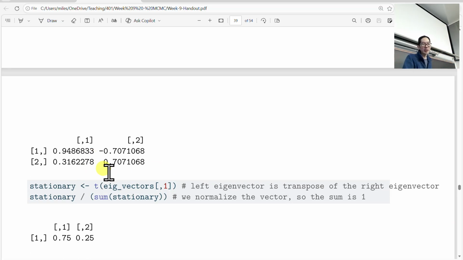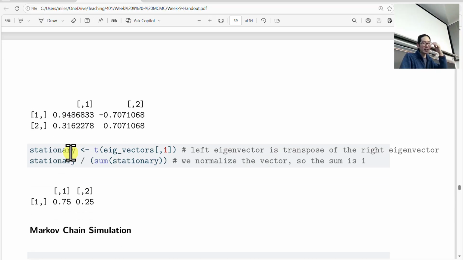Okay, so anyway, if I do this, this is my first eigenvector here. I transpose that. Okay, and the default setting in R is that the sum of squares adds up to 1. So if I do 0.948 squared plus 0.316 squared, it adds up to 1. But I don't actually want that. I just want to scale these down. And so these are still in the ratio of 3 to 1.